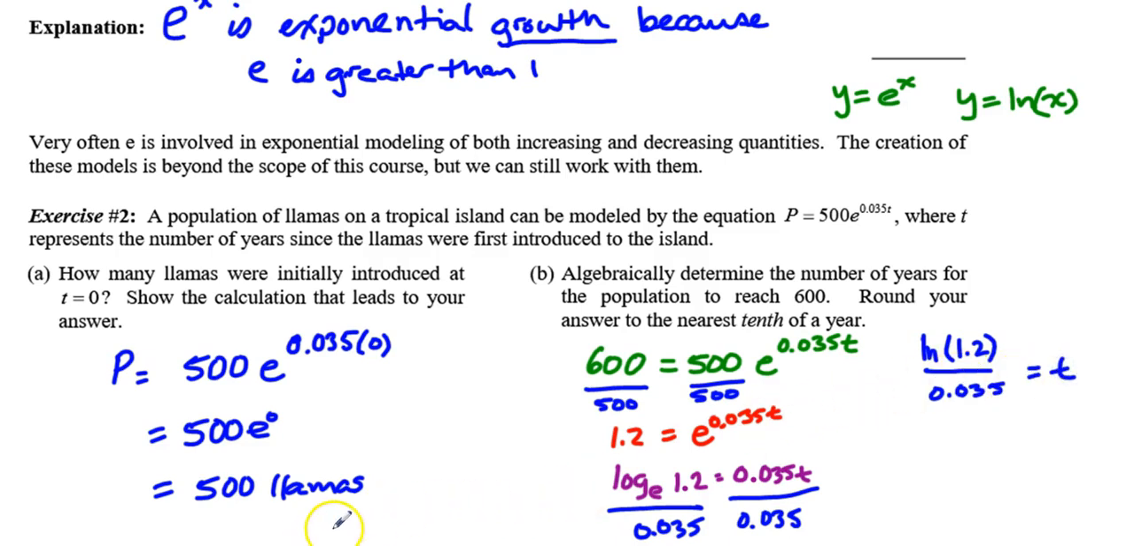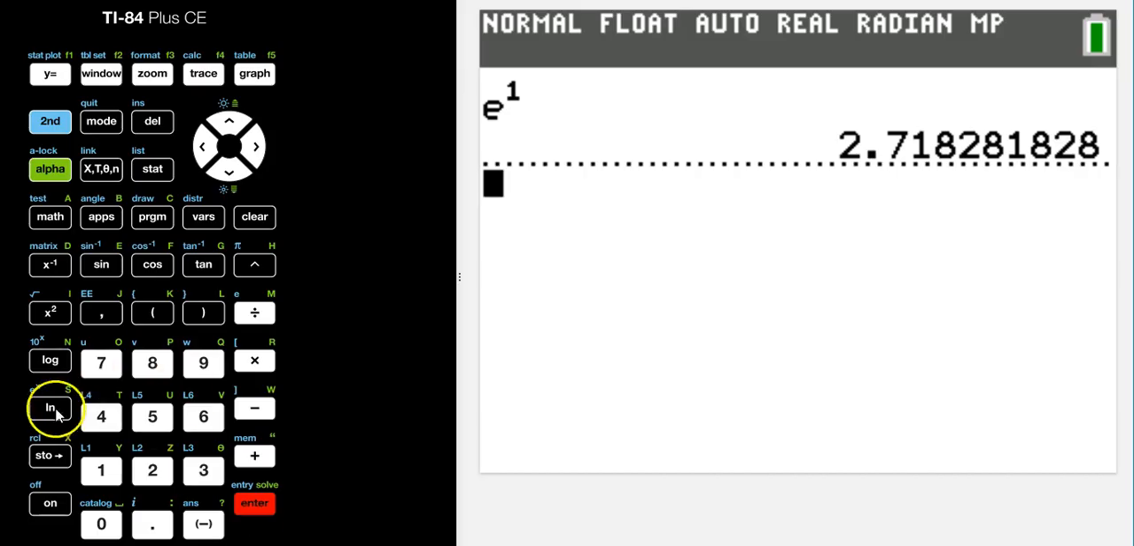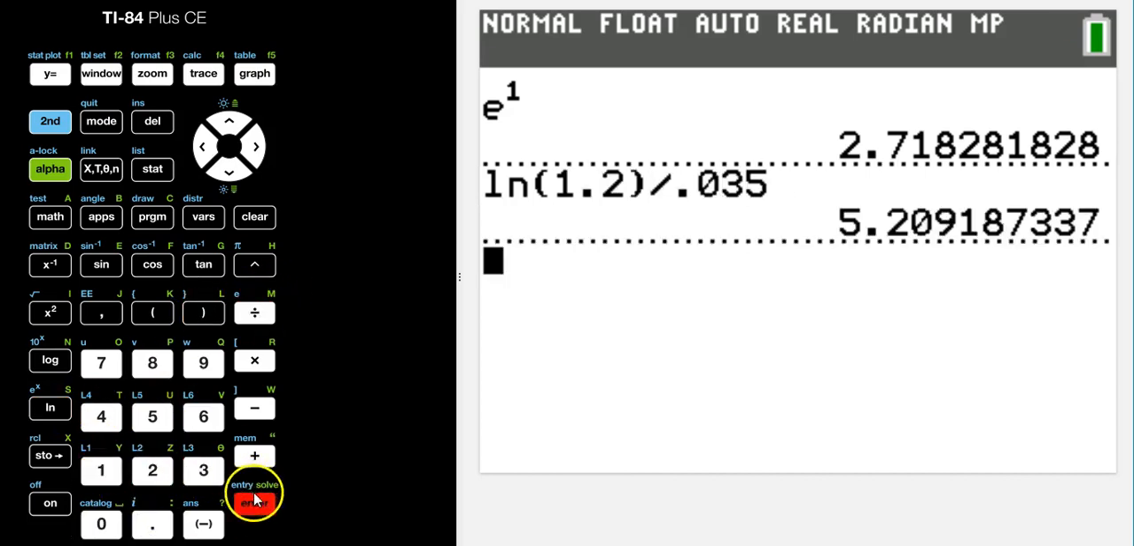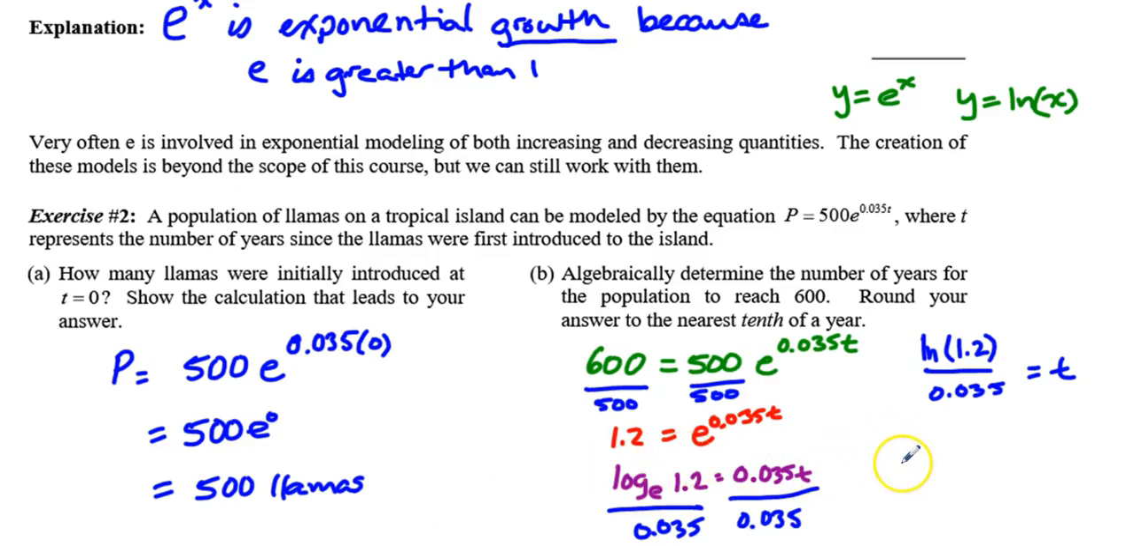Now it's just number crunching in your calculator. So put that right in your calculator. Natural log of 1.2 divided by 0.035. Came out about 5.2 years. It said round to the nearest tenth. Just do that. Quickly, equal sign.